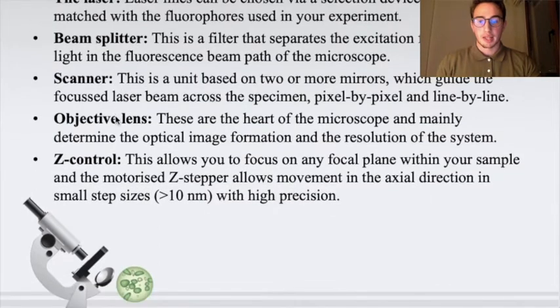So the objective lens, these are the heart of the microscope and mainly determine the optical image formation and resolution of the system. Z-control allows you to focus on any focal plane within your sample, and a motorized Z-stepper allows movement in the axial direction in small step sizes, down to 10 nanometers, with high precision.